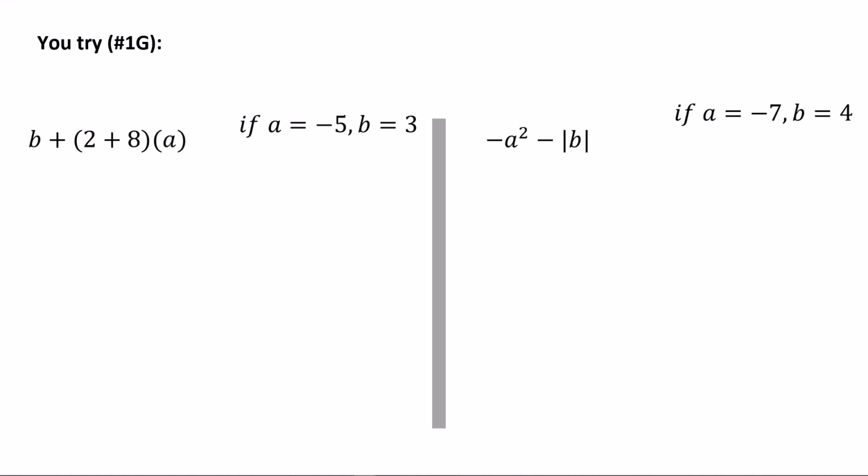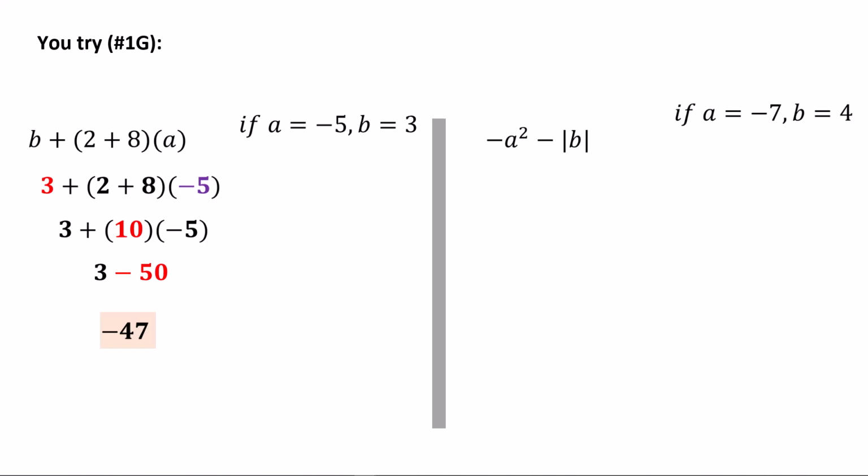For the expression b plus 2 plus 8 in parentheses times a, we replace a with negative 5, substitute 3 in place of b, and now we get 3 plus parentheses 2 plus 8 times negative 5. Parentheses goes first, so 2 plus 8 becomes 10. Then in order of operations, multiplication goes next, so 10 times negative 5 is negative 50, and we end up with 3 plus negative 50, which is 3 minus 50, and the answer is negative 47.